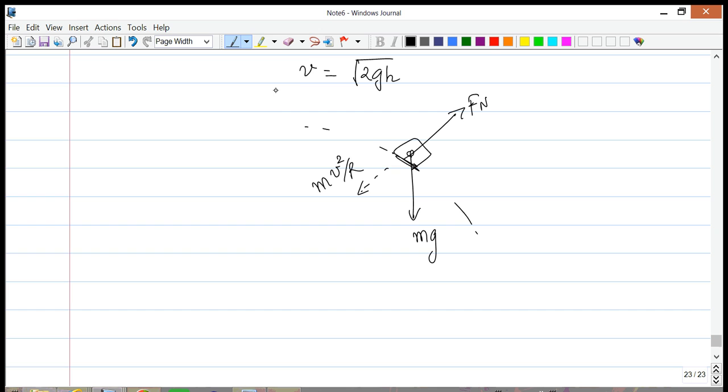Okay, so now if I choose my axis perpendicular and parallel with the acceleration, we recognize that we need to break mg into components, and the component of mg along the acceleration, towards the center, is mg times, let's just call this angle theta, so it is mg cosine theta, and the other component is mg sine theta.